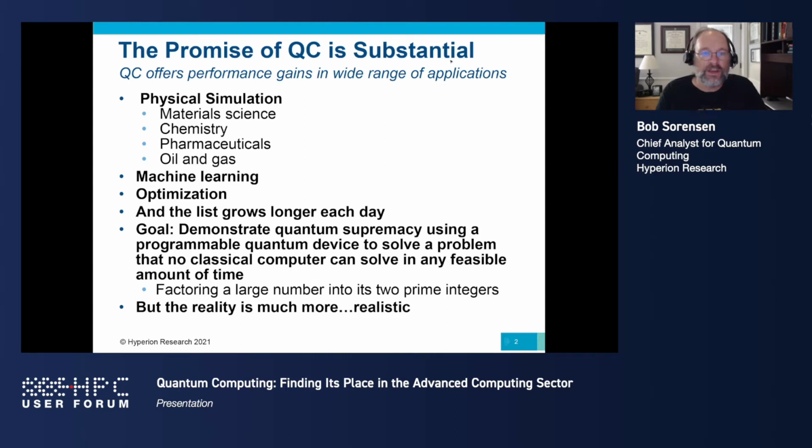There's lots and lots of innovation out in the field, people looking for new ways to adopt what we know about quantum computing from a technical capabilities perspective and grow that list of applications. Now, ultimately, the goal of all this is to demonstrate what they call quantum supremacy. And that's using a programmable quantum device to solve a problem that no classical computer can solve in any feasible amount of time. And the example there that people talk about is an algorithm invented by Shor while he was at AT&T, appropriately called Shor's algorithm, which does something actually wonderful. It's able to factor a large number into its two prime integers.